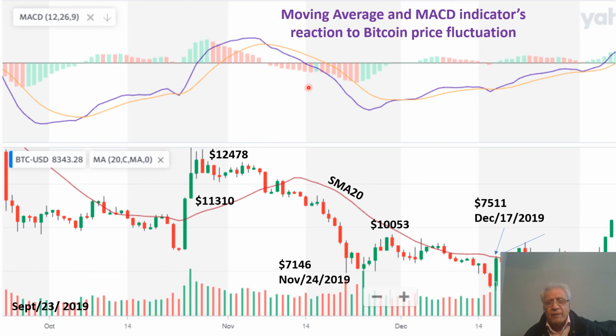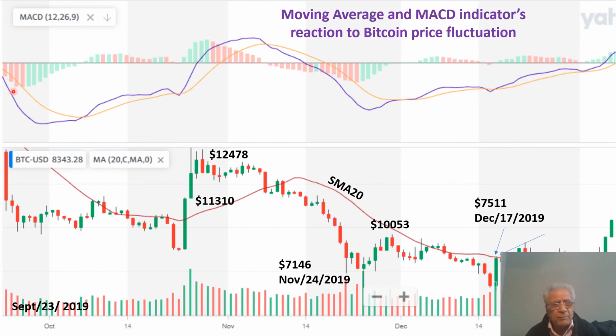In this graph, I'm going to analyze the moving average and MACD indicators' reaction to Bitcoin price fluctuation. I installed the MACD indicator with 12, 26, 9 parameters, and also a simple moving average with a 20 days period.